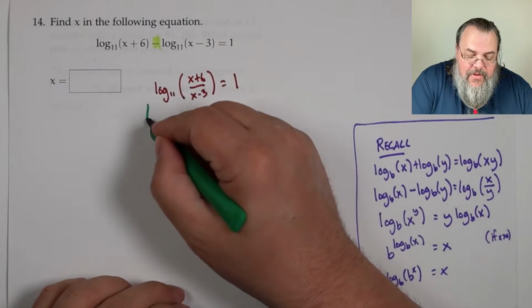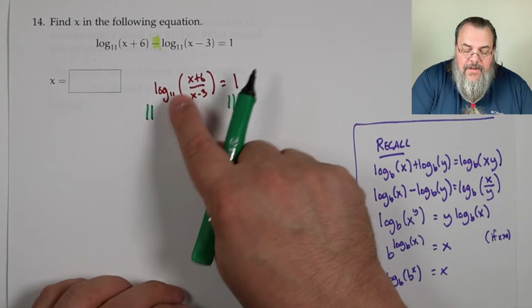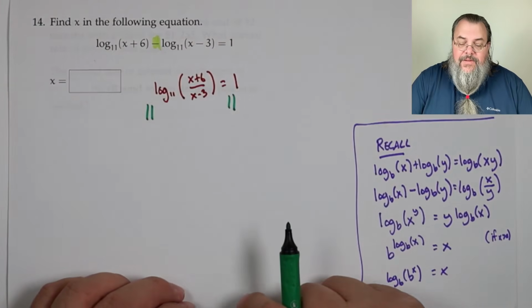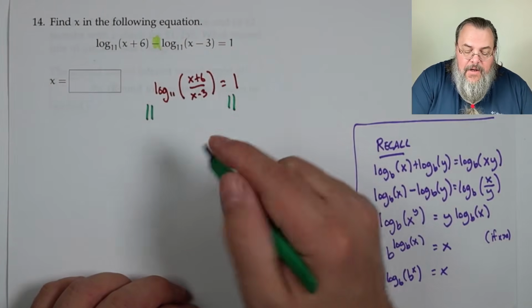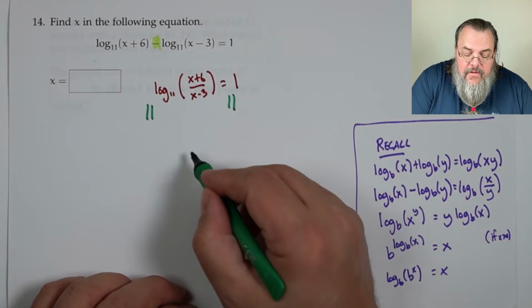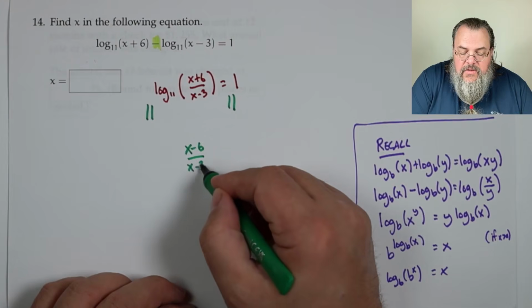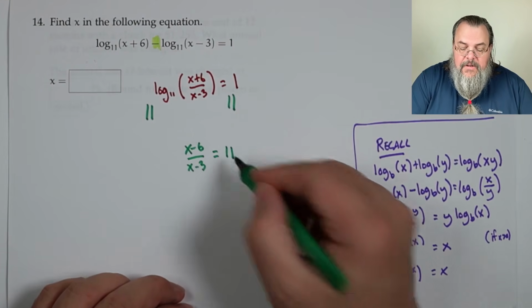So I'm going to take both sides and raise it to the 11. Why to the 11? Because that's our base. All right, so 11 to the log base 11 of stuff is stuff. So you get (x plus 6) over (x minus 3). And 11 to the 1 is 11.